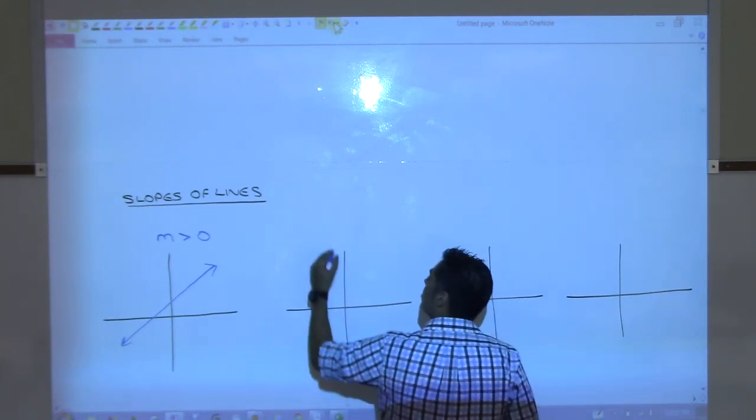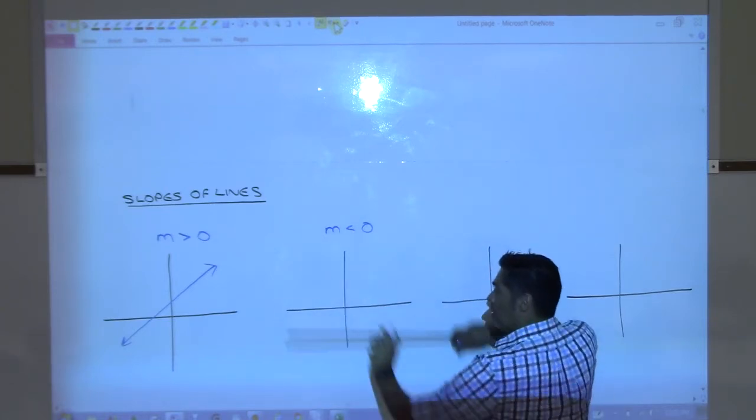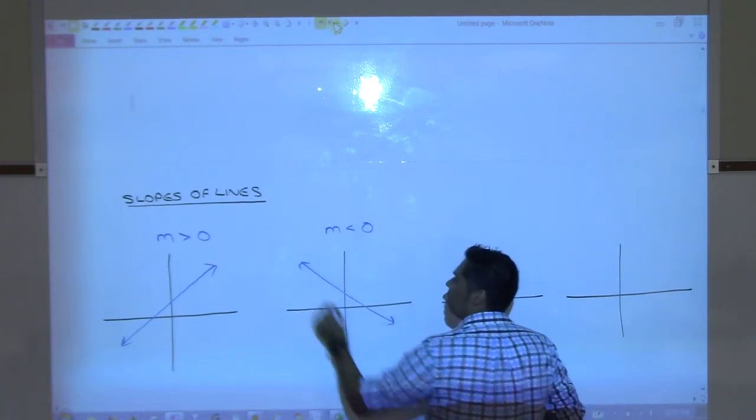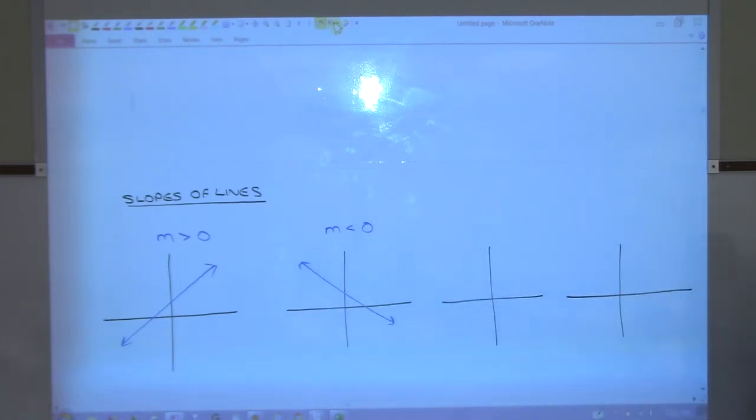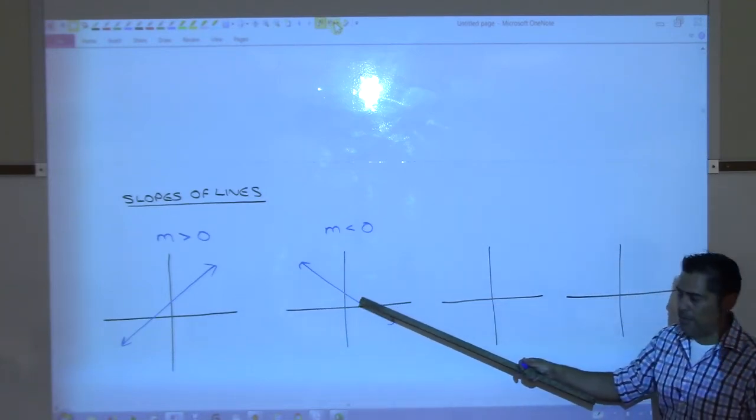If your slope is a negative number, it'll go pitch down. So it'll go like this. From left to right, it goes down. All right? So that's what happens if it's positive. This is what happens if it's negative.